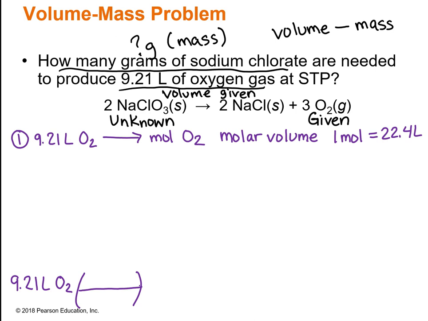We should put liters at the bottom because we want to get rid of it. So our 22.4 liters is at the bottom. Our 1 mole of oxygen gas is at the top. That's going to get us from liters of oxygen to moles of oxygen.